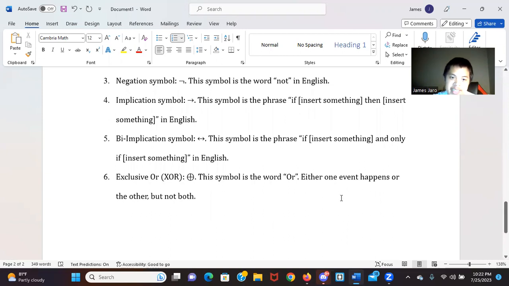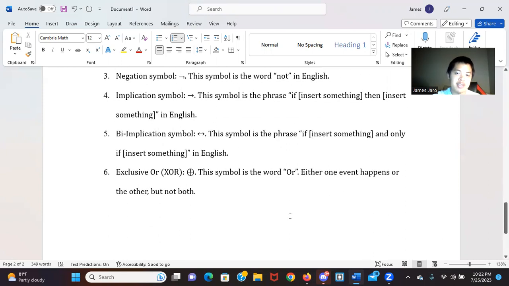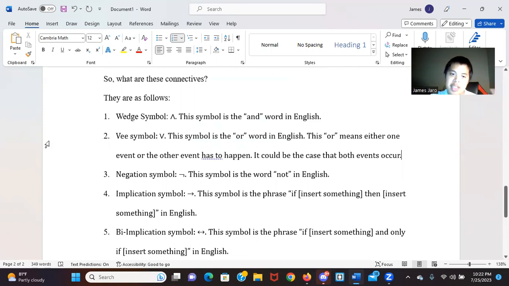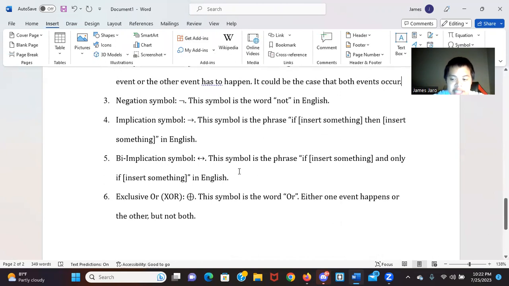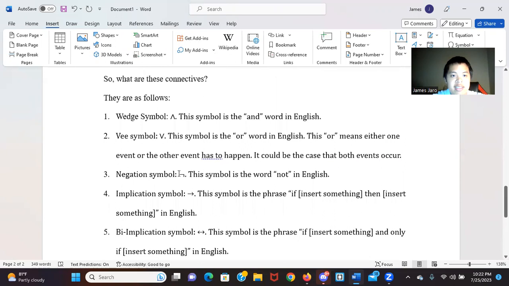Here, either one event happens or the other, but you can't have both of them happening. So that's the main difference between the regular or and the exclusive or. In terms of which ones are the most important, I would say the first four are really the foundations of discrete math. It turns out, and we'll show this a little bit later, that the wedge, the V, the negation, and the implication are all the foundations of discrete math.